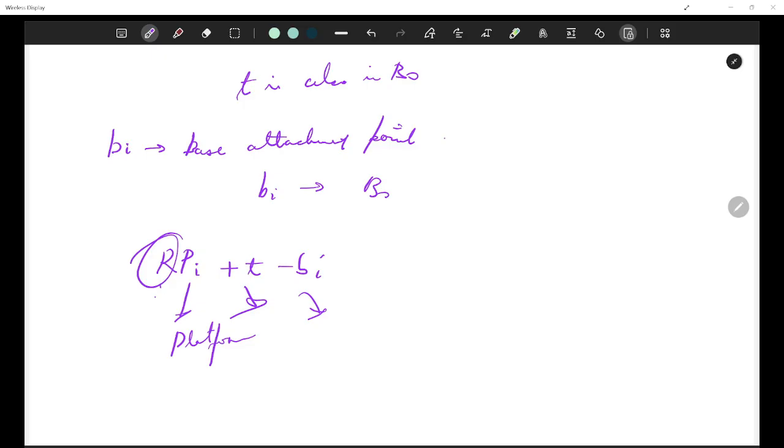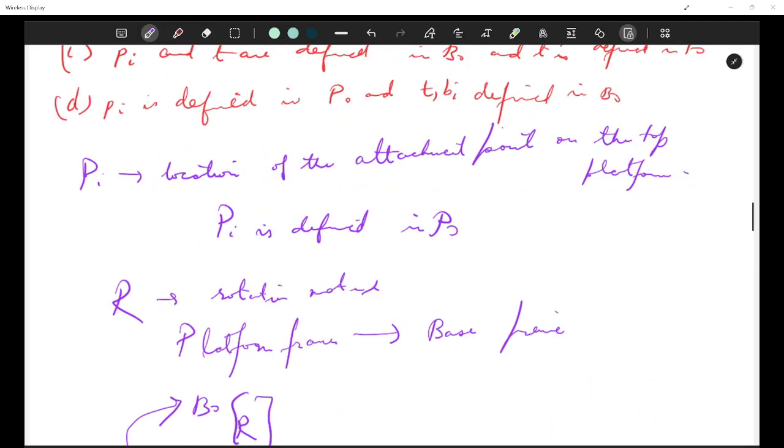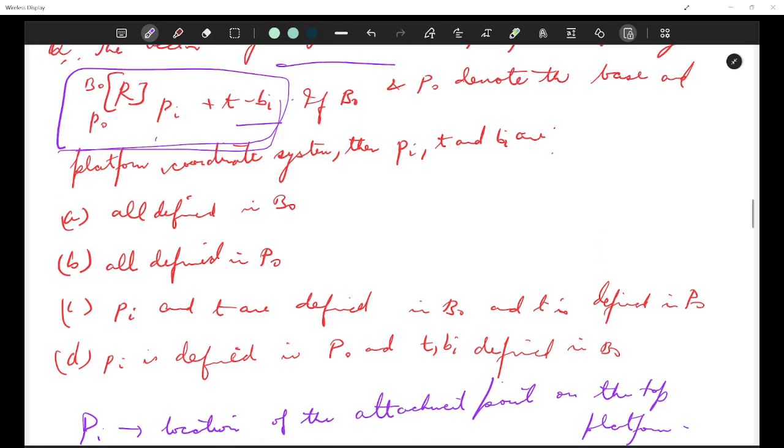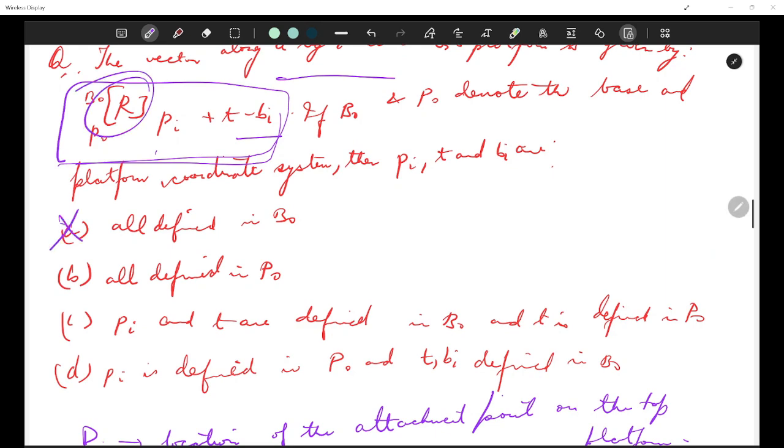So PI is in platform frame, it is multiplied by a rotation matrix so that we get it in base frame. T is also in base frame, BI is also in base frame. So the other options which we have here: all of them are defined in B naught? No, if PI were already in B naught, we would not need rotation matrix R, which is used over here. So this is wrong. All are defined in P naught? No, this is also wrong. If everything were defined in the platform frame, then subtracting BI would not make sense because BI belongs to the base. So it is incorrect.